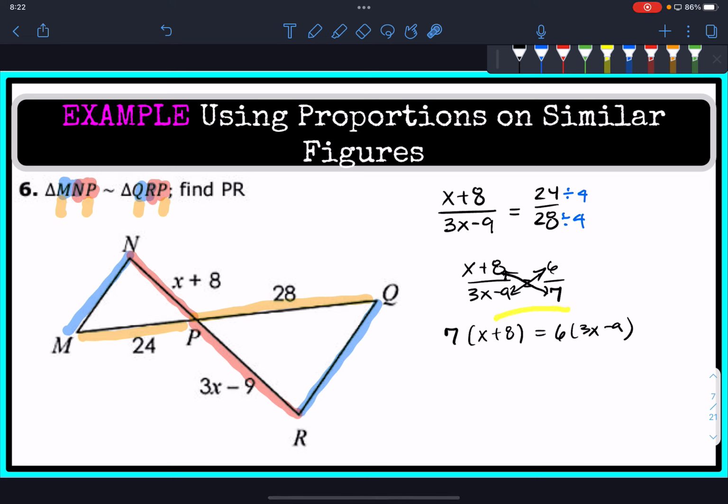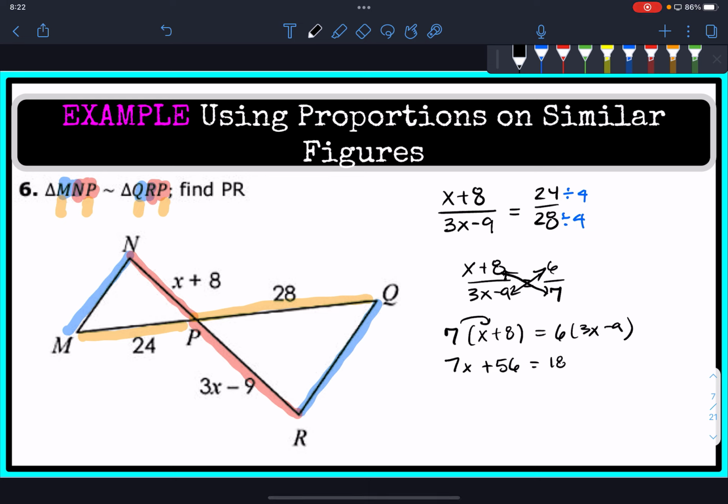If I put this on the left side and this on the right side, like if I put them in the opposite order, it doesn't matter. I still get the same solution. So when you cross multiply, it doesn't matter which you multiply first. So here, distributing, we're going to end up with 7x plus 56.